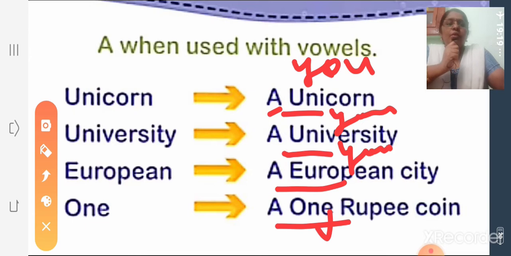So you must remember that the criterion for the use of a or an before a word is the sound of the word and not the spelling of the word. So you have to consider the sound of the word and not the spelling. Based on the sound of the word, we have to decide whether it is a or an. Okay.